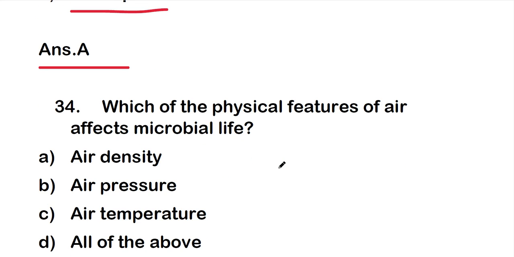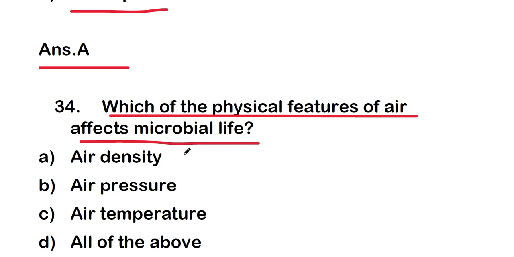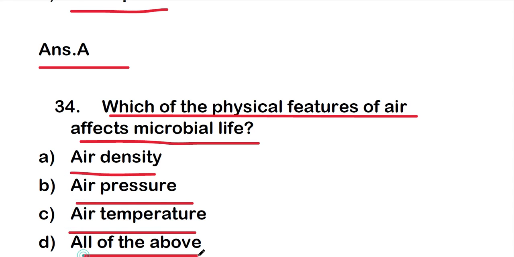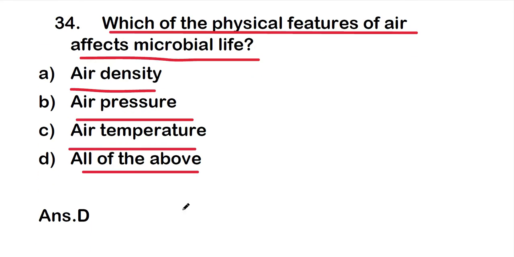So next is, which of the physical features of air affects microbial life? And the options are air density, air pressure, air temperature, all of the above. And the right answer is option D, that is all of the above, which these physical features of air affects microbial life, and that are the physical features are air density, air pressure, air temperature.